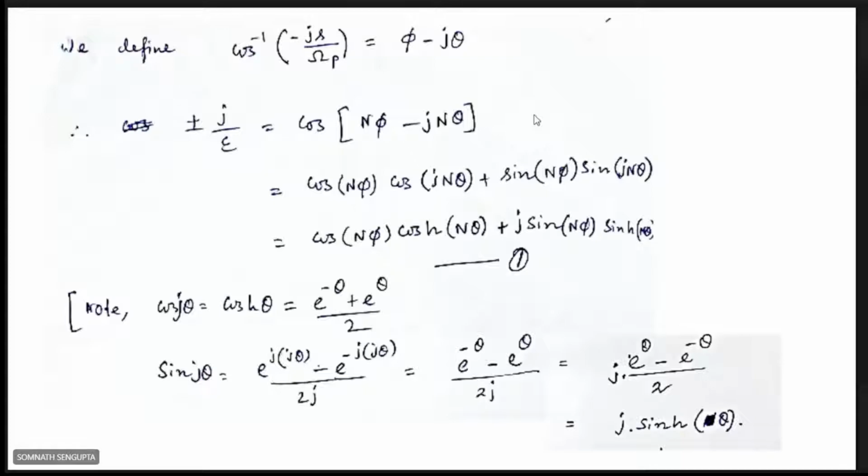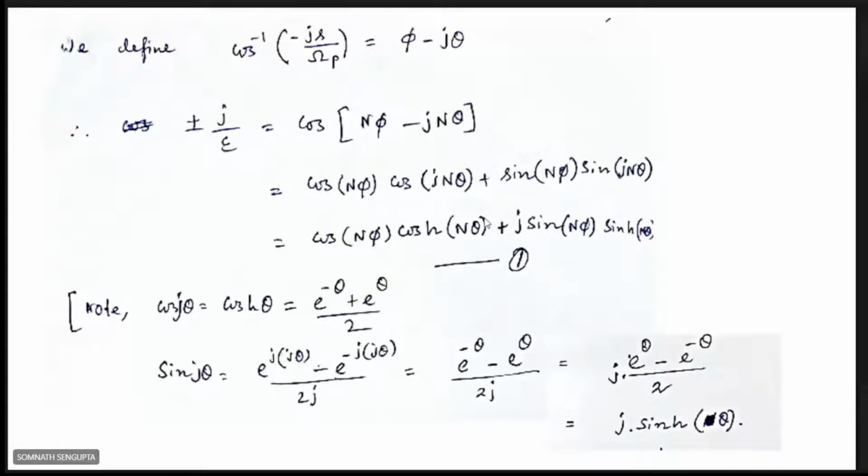Okay, so you have written there cos nφ cos jnθ plus sin nφ plus j sin jnθ. So it is cos nφ cosh nθ. Cos jnθ means what? It is actually hyperbolic. What do you mean by hyperbolic function?